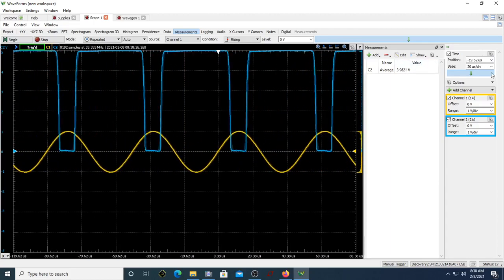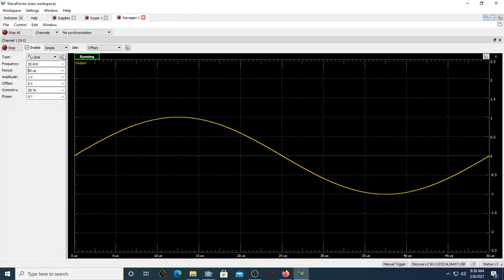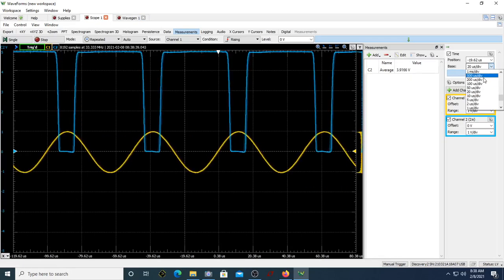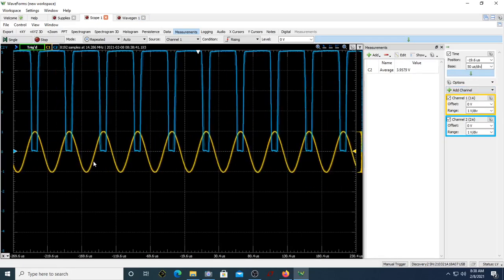In order to avoid all confusion, what I suggest is that whatever is the period of your wave generator, you keep the time base exactly as that. So it is 50 microsecond, so that you can see 10 cycles, because you have 10 divisions. Every division is going to indicate one cycle now.